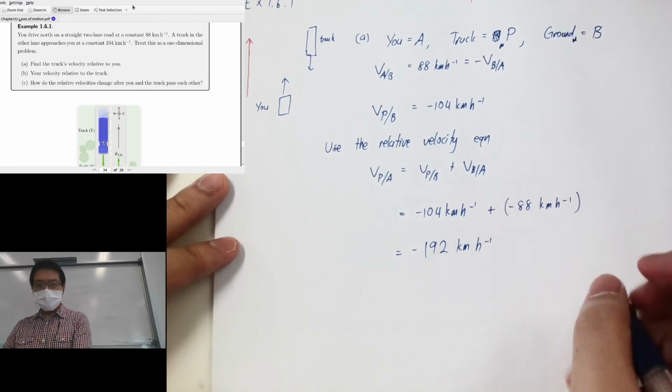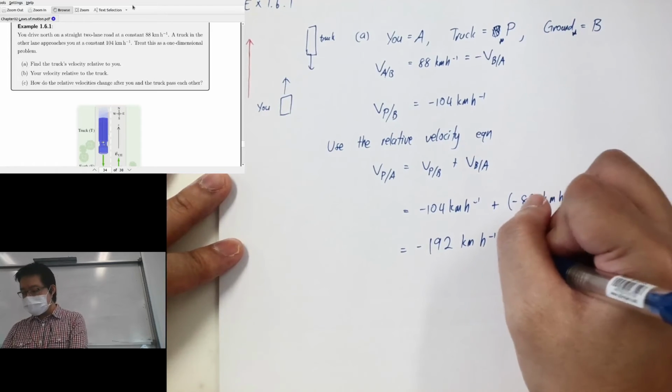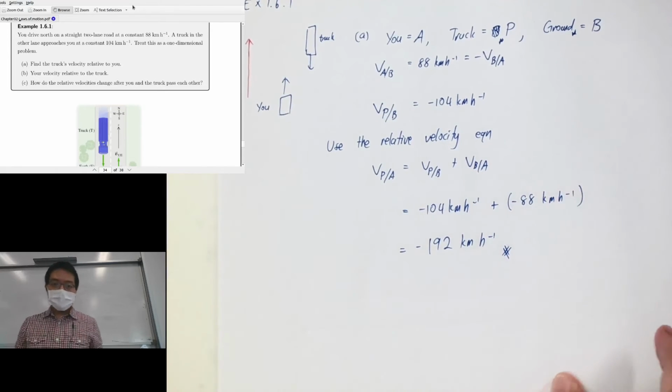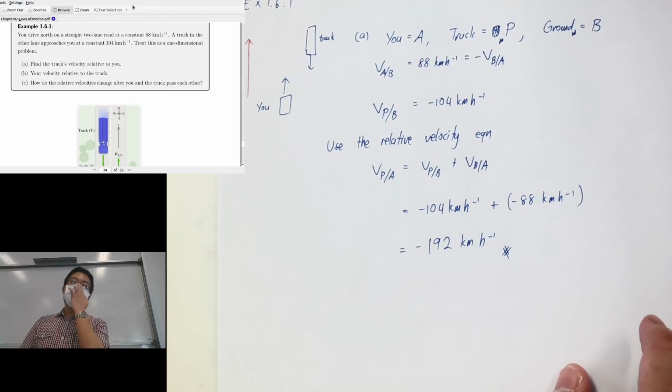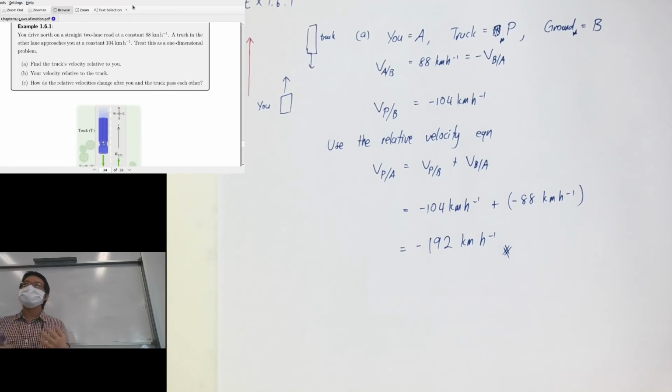So this is the velocity of the truck relative to you. So that's why, in a car accident, a head-on collision is more damaging than two cars colliding in the same direction, right? Because the speeds add up, so you crash faster.